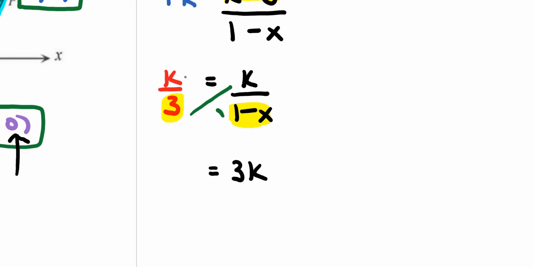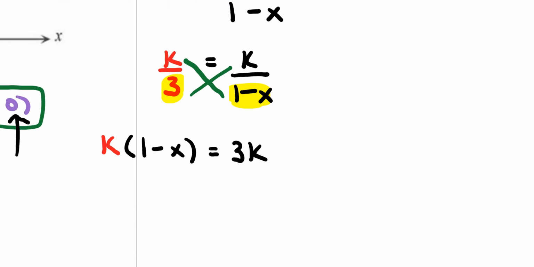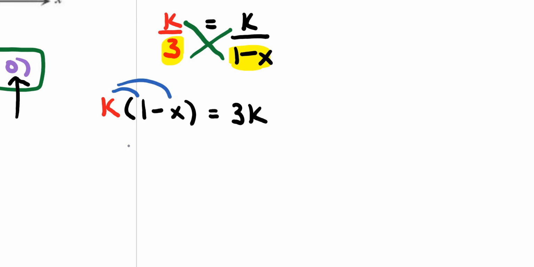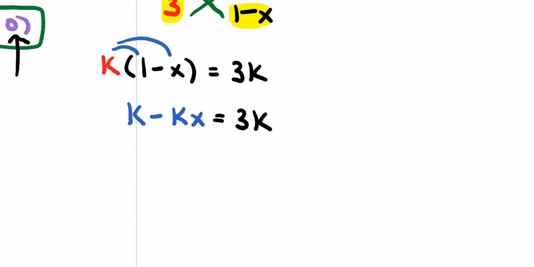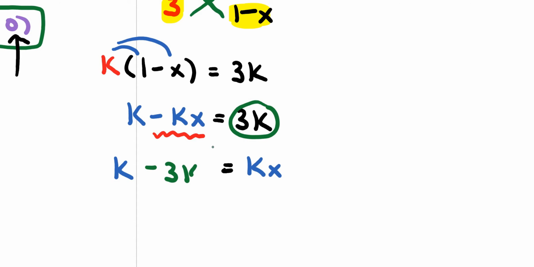And if I crisscross over here, the k is going to be over here on the left, and the 1 minus x I can leave in brackets. All right, after that, I can distribute this, which is going to be k minus kx equals 3k. And let's go ahead and now solve for this. Let's just take this part right here, this negative kx, and bring that to the other side. If I bring that to the other side, that becomes positive kx, and then this k remains there. And if I move this to the other side, that becomes negative 3k.